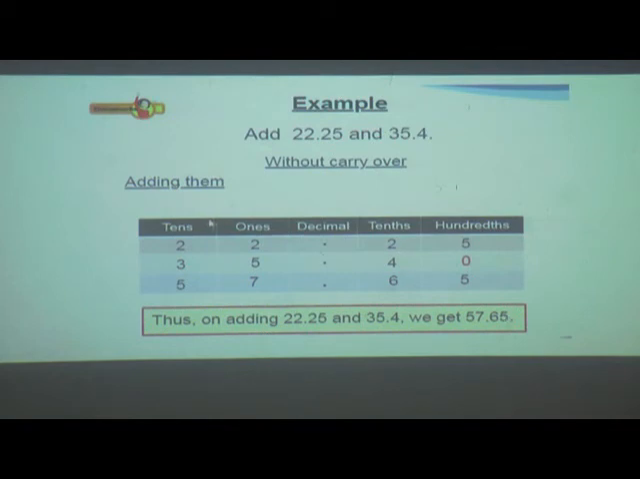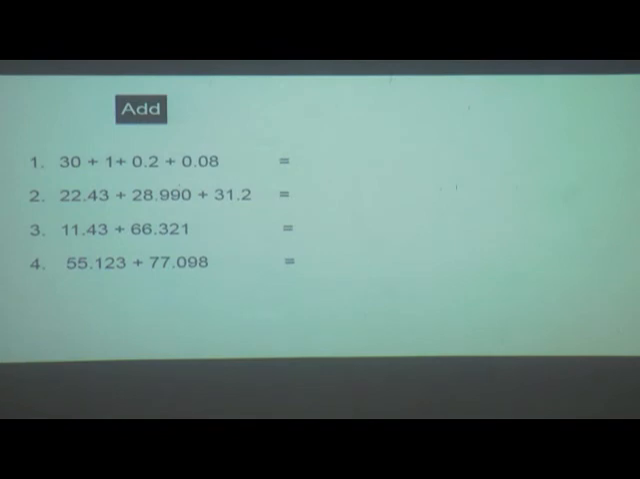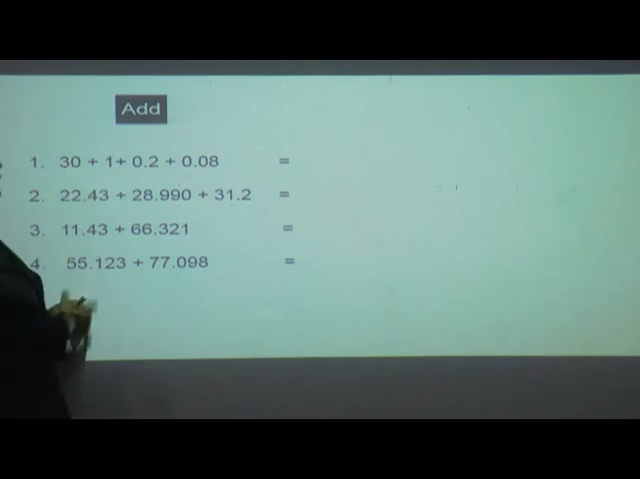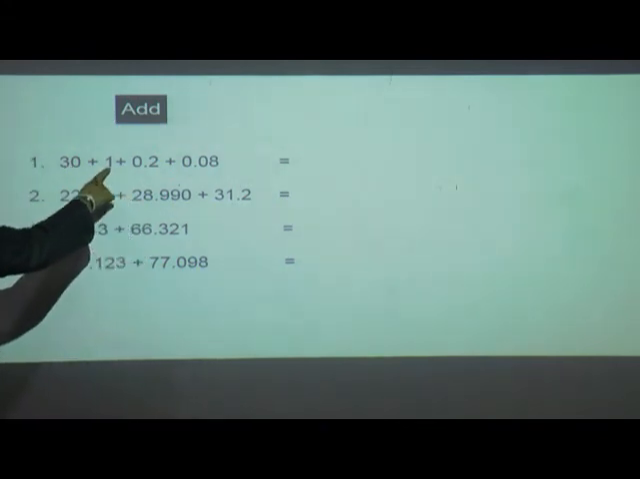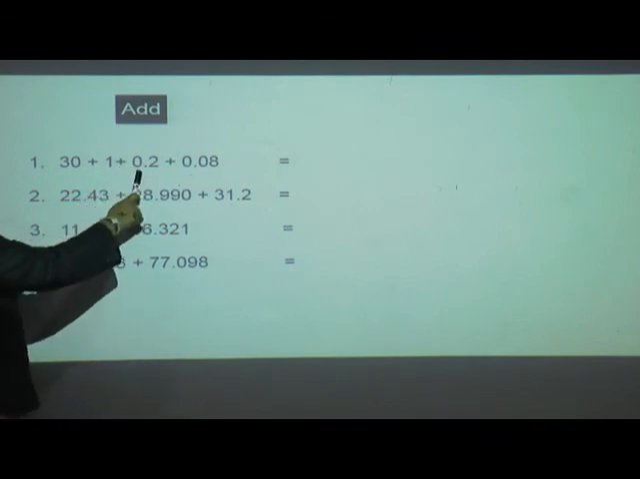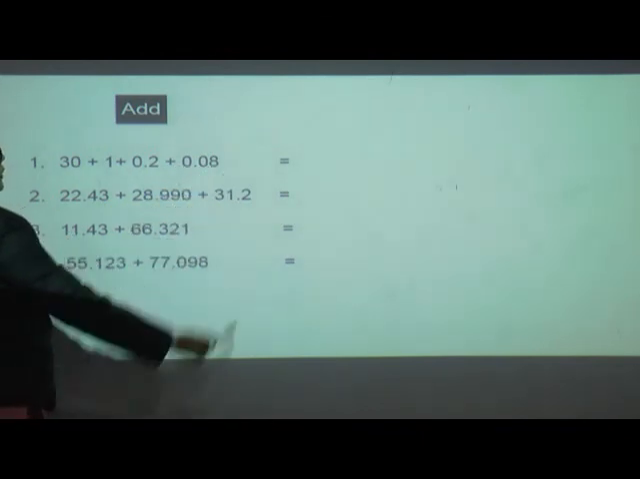So this is a very simple addition of the 2-digit numbers. Here we have to write the values on the place value chart, so it will be easier to understand how to add the given decimal numbers. Here we are having some examples. I will show you 1-2 examples here, so you will understand the concept of this addition. So here we have only a whole number, 30. Here we are having 1 as a whole number, plus 0.2 given in the decimal. Here we are having 0.08 in the decimal.